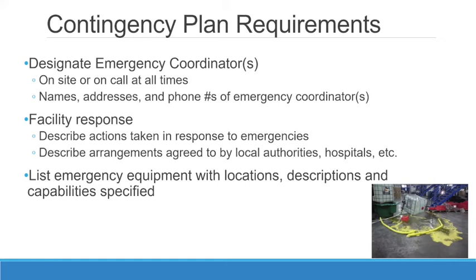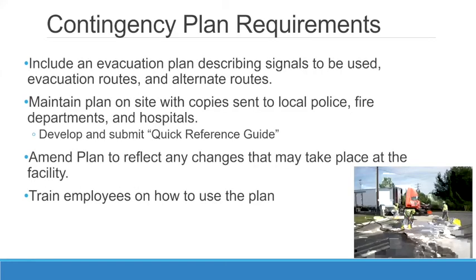The contingency plan must include a list of all the equipment at the facility that will be used in an emergency. This will be things like fire extinguishers, spill control equipment, communication alarm systems, decontamination equipment like eye wash stations and safety showers. The contingency plan list must be kept up to date like the emergency coordinator list. And the list needs to include the location, the physical description, and a brief outline of the equipment's capability. The contingency plan also includes an evacuation plan that will be used.